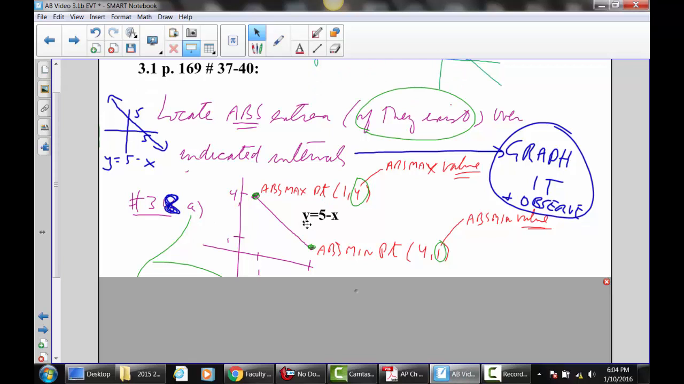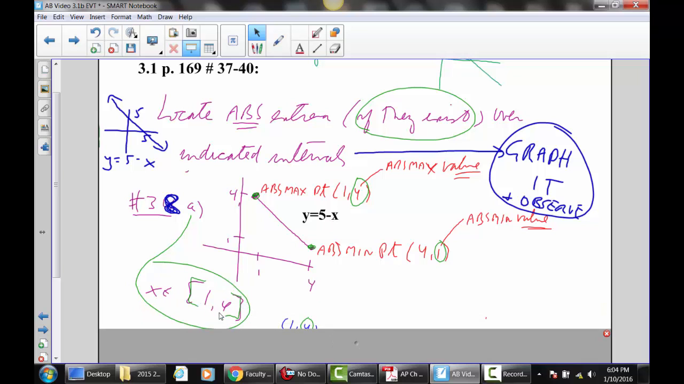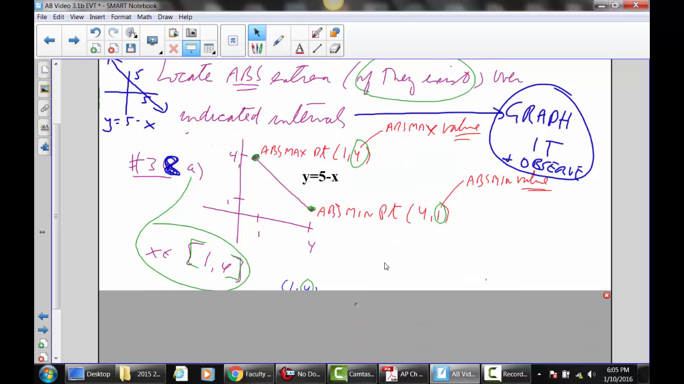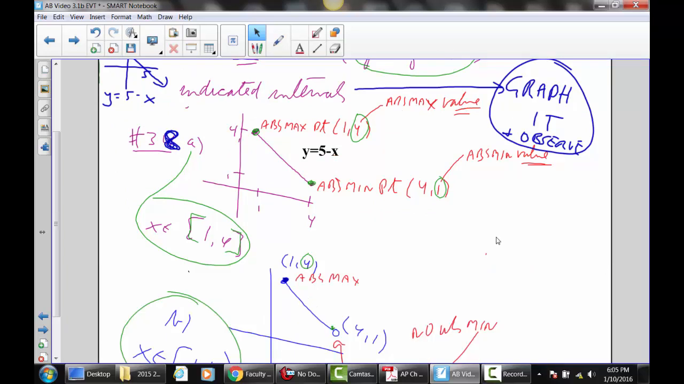So 38, the function is y equals 5 minus x, and the interval they're giving you is the interval from 1 to 4. So obviously that's just a line with a slope of negative 1. So I plot the point 1 comma and 4 comma. Plug that into here, I find out that's the point 1, 4. That's the point 4, 1. Obviously, by pure observation, you just graph it and observe. The highest point is that (1, 4), so the absolute maximum value is 4, the absolute maximum point is (1, 4), and here's the absolute minimum point and value.